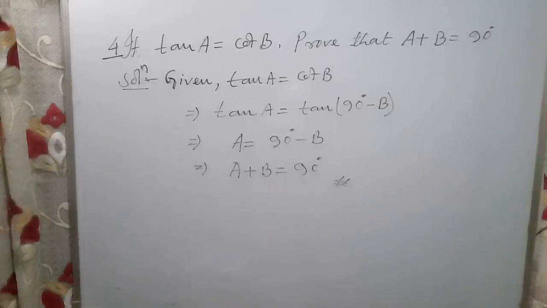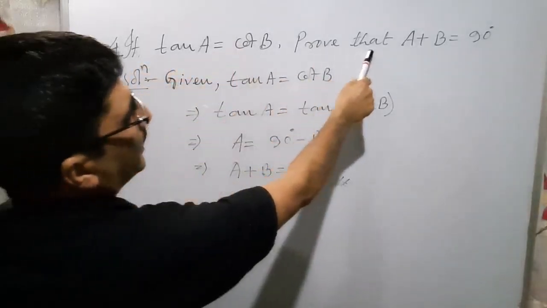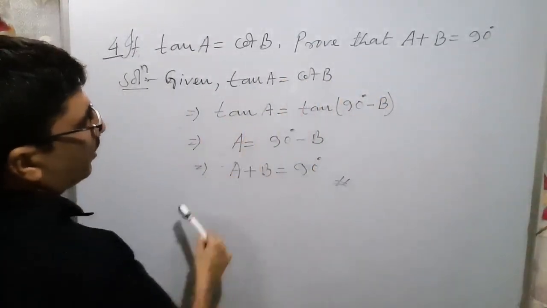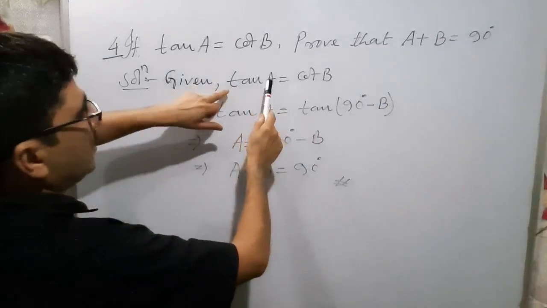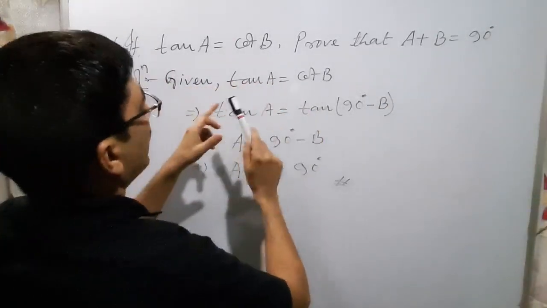So another simple question. Tan a equal to cot b, prove that a plus b equal to 90 degree. The condition is given tan a equal to cot b. So either you change tan or cot, you can make both sides tan or both sides cot.